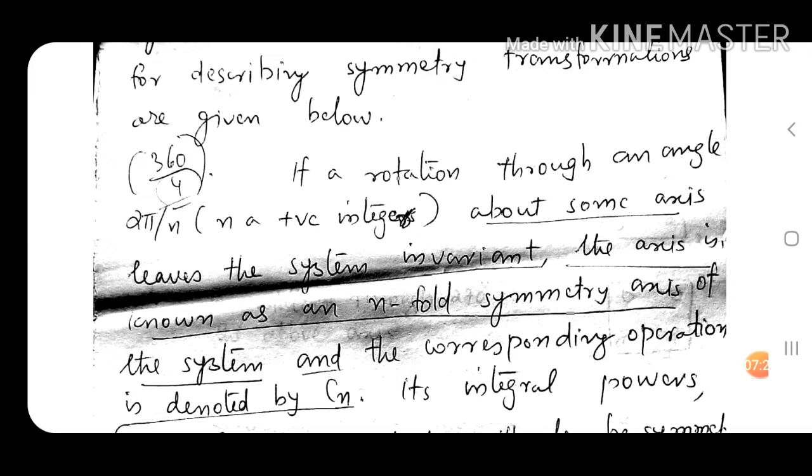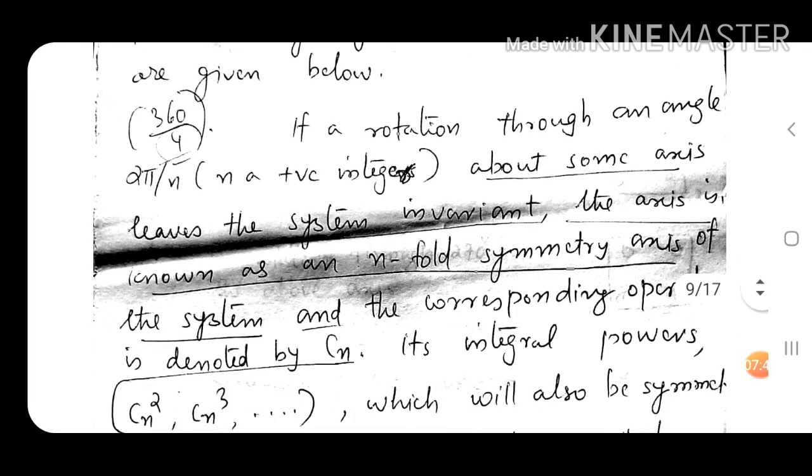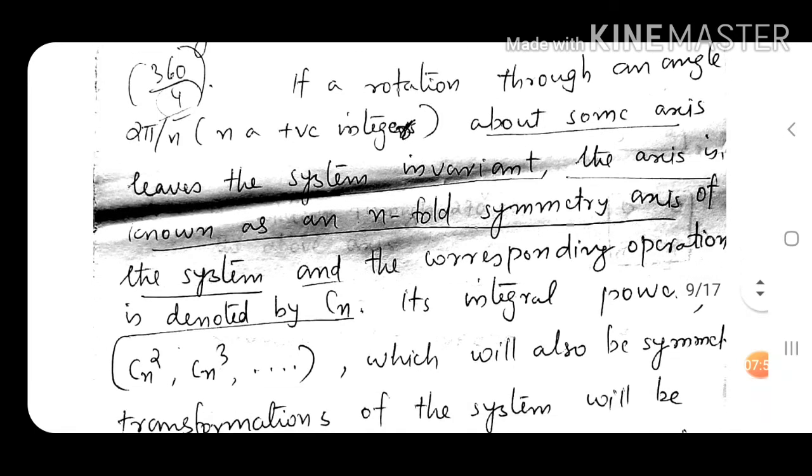We will actually be using rotations and reflections for the symmetry transformations. Now, if a rotation through an angle 2 pi by n, where 2 pi is the complete rotation, 360 degrees, and n is a positive integer, about some axis leaves the system invariant, then that axis is known as an n-fold symmetry axis of the system. The corresponding operation is denoted by Cn.